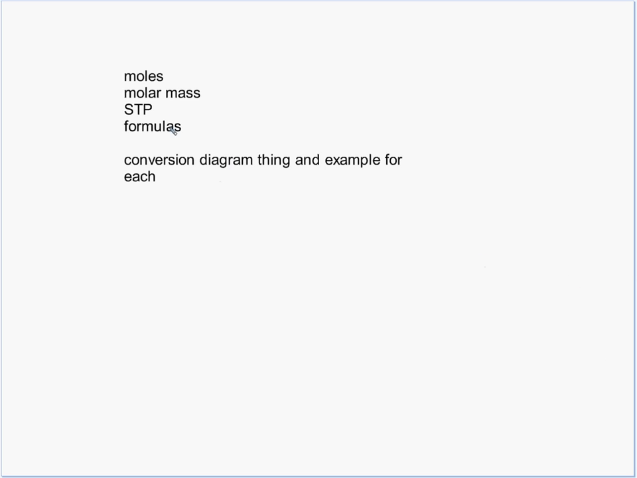Alright, so it's kind of a shorter unit. We covered moles, molar mass, we reviewed STP, and we reviewed formulas. We kind of knew what formulas were already. And we tried to tie it all together with this conversion diagram thing. So I'm going to talk about each one of these, and I'm going to try and do some quick examples of just one-step conversions. The video I did previous to this, I did some harder ones, so if you're having trouble with the harder ones, you should re-watch that after you watch this one.